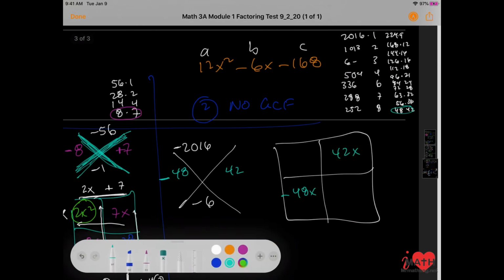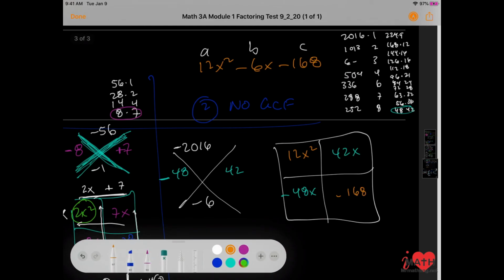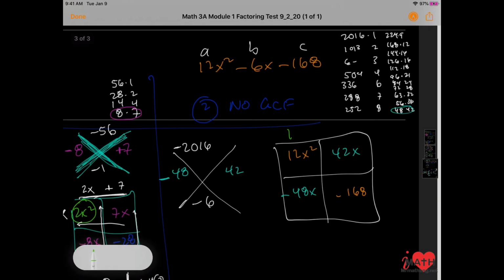See, let's just please, guys, greatest common factor, 12x squared, that's the A value, and the C value, negative 168. Okay, let's try this. Here we go. I know I'm not going to put a 12 on the left because 12 times something can't equal 42, so I'm going to put 12 up here. And then I'm going to put the x over here.